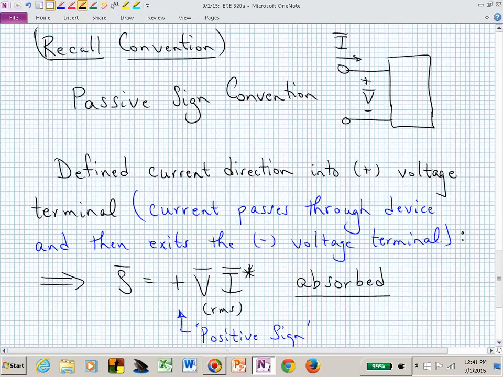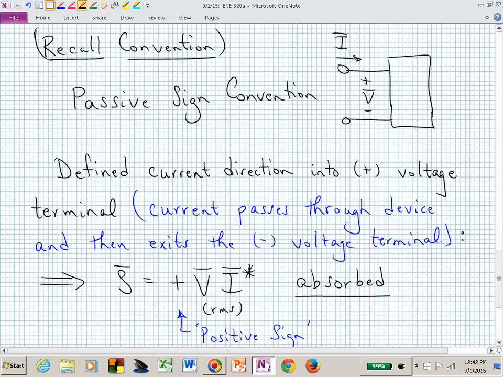Those polarities and currents may not correspond at all to what's going on, but that's how you're referring to them in your calculations. The passive sign convention said if the current enters that positive terminal before the current goes through the element, then we will consider that absorbed power as positive. That's just our definition. That's our convention. That's the passive sign convention. We're assuming that if the current goes into the positive terminal, that element is absorbing power.